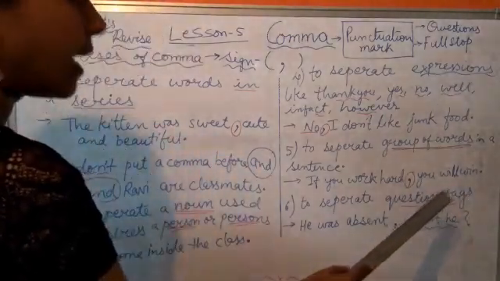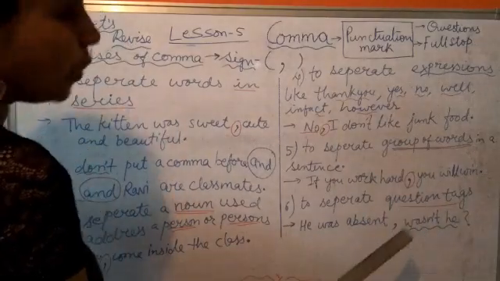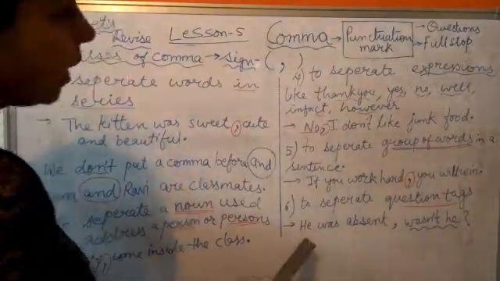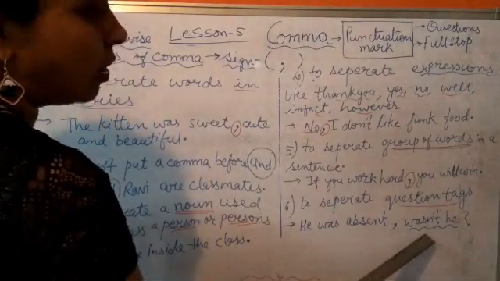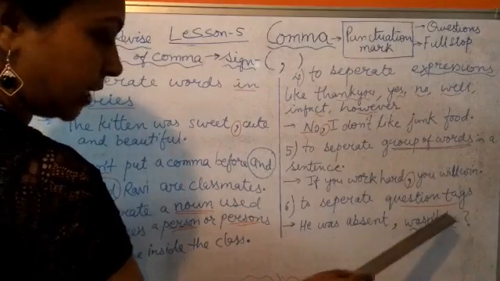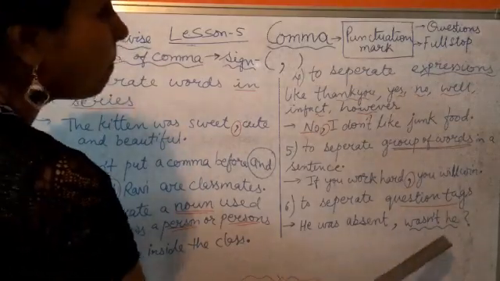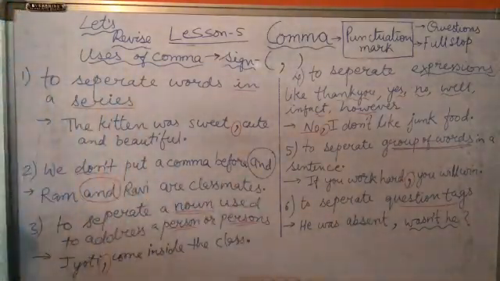Number 6 and the last part, to separate question tags. Now students, according to your standard, you have no question tags, but you should know what a question tag is. He was absent, wasn't he? Now this is called a question tag. According to the rule, to separate a question tag, we will put a comma before the question tag. Hope you have understood the whole rules.